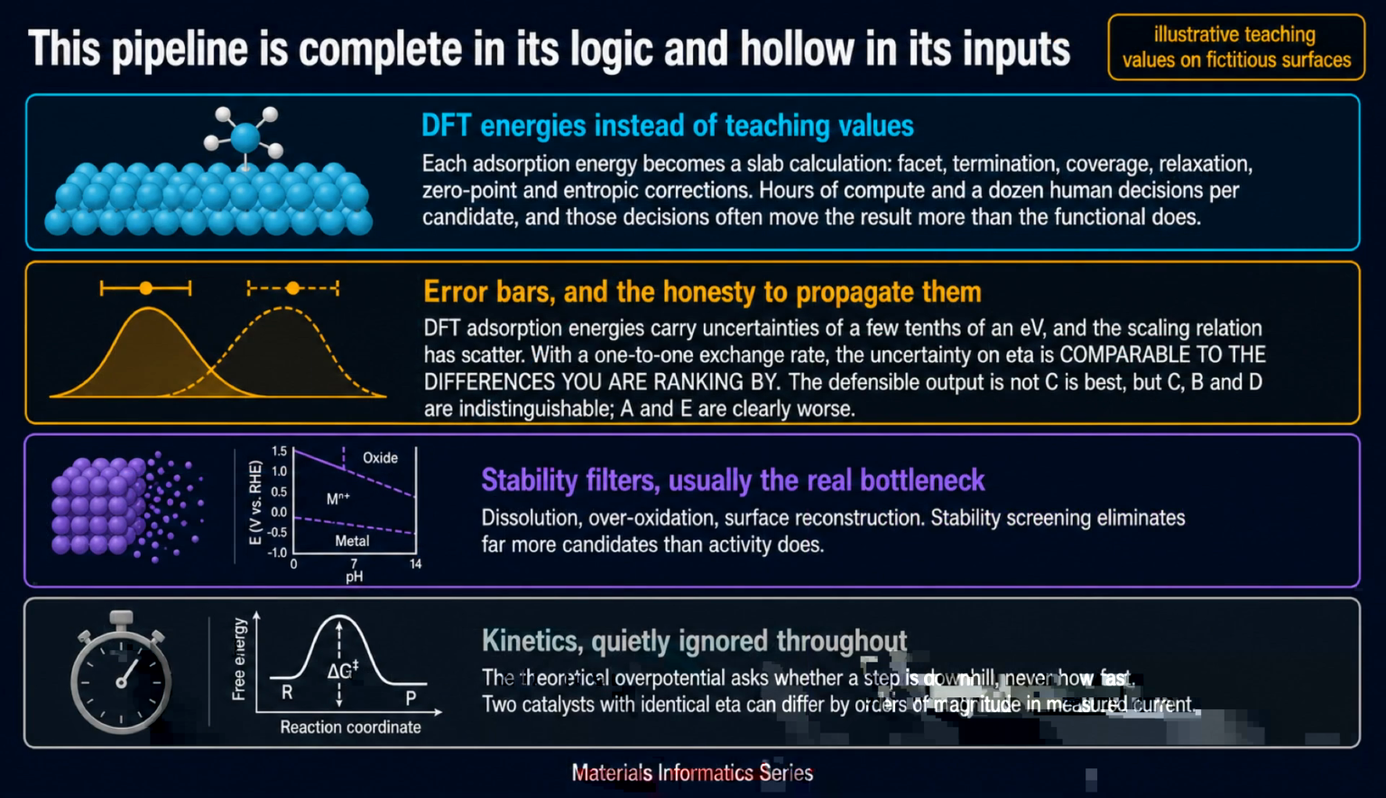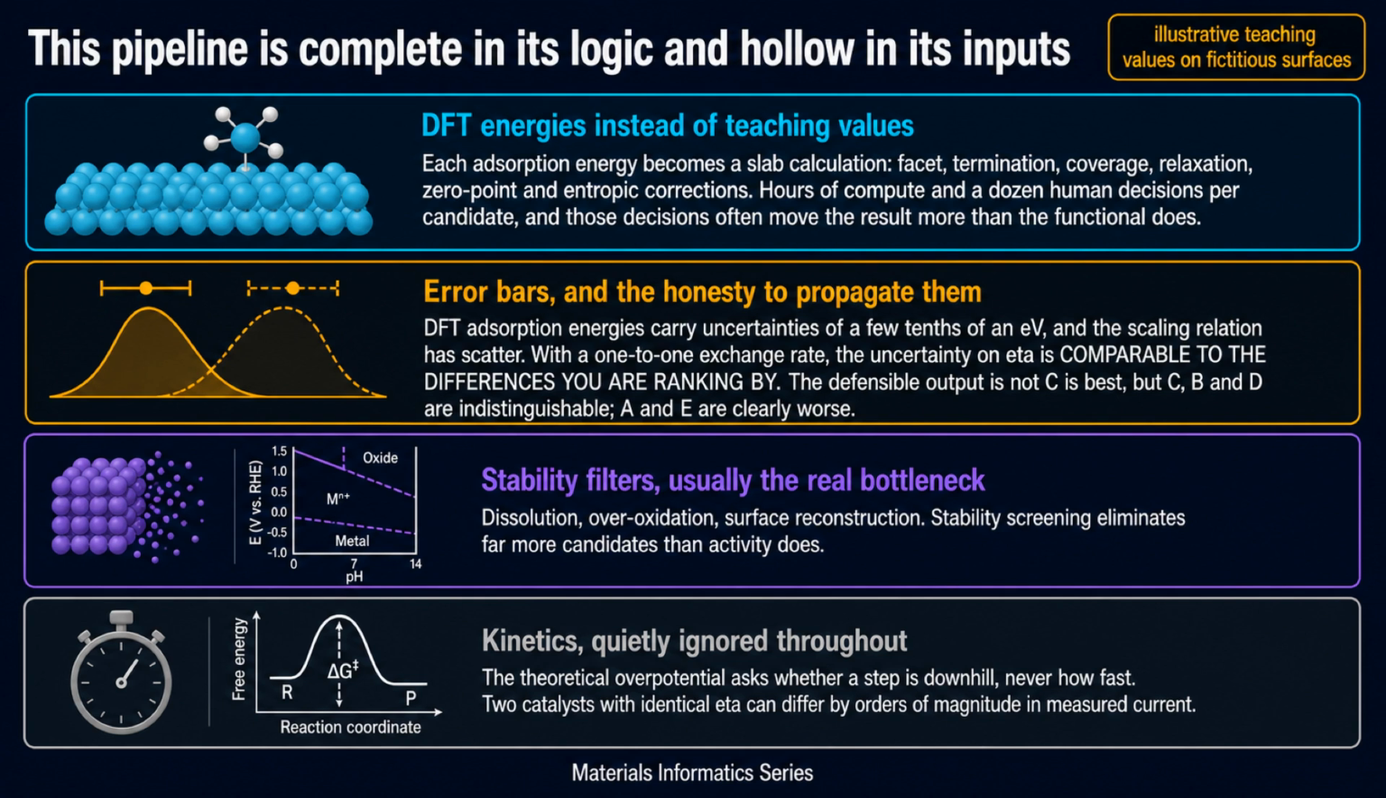This pipeline is complete in its logic and hollow in its inputs. A real one replaces teaching values with slab calculations, where the choices of facet, termination, and coverage often move the result more than the functional does. It carries error bars, and here the conclusion is uncomfortable. The uncertainty is comparable to the differences being ranked, so the defensible output is not that C is best, but that C, B, and D are indistinguishable, while A and E are clearly worse.